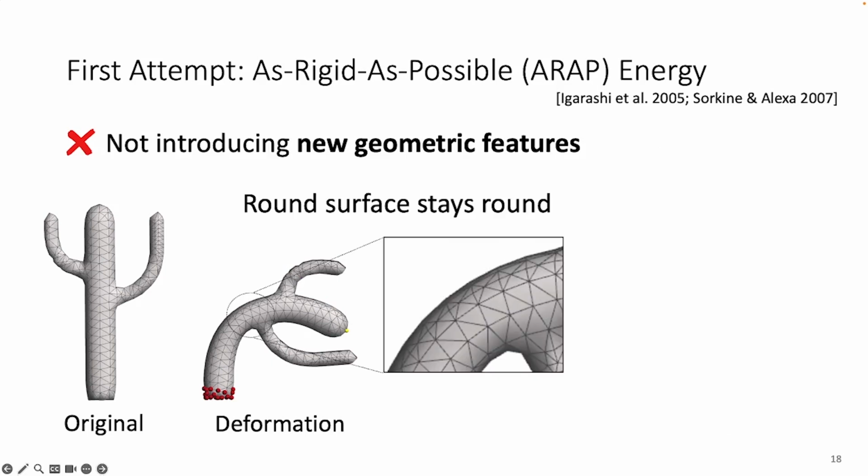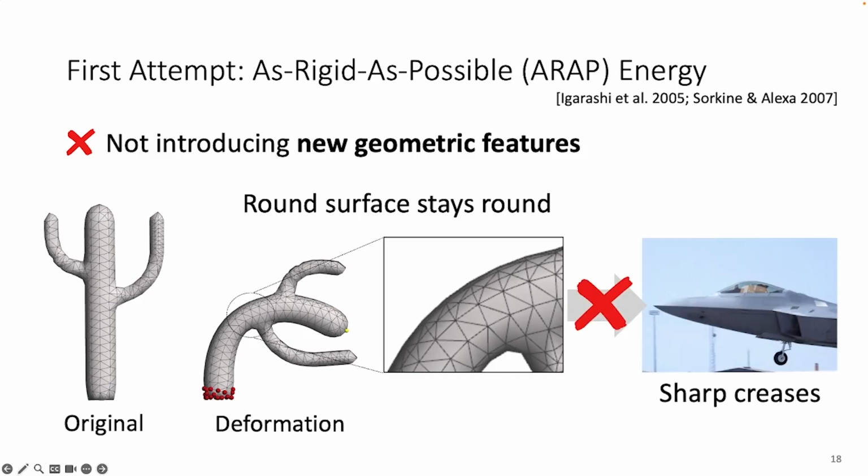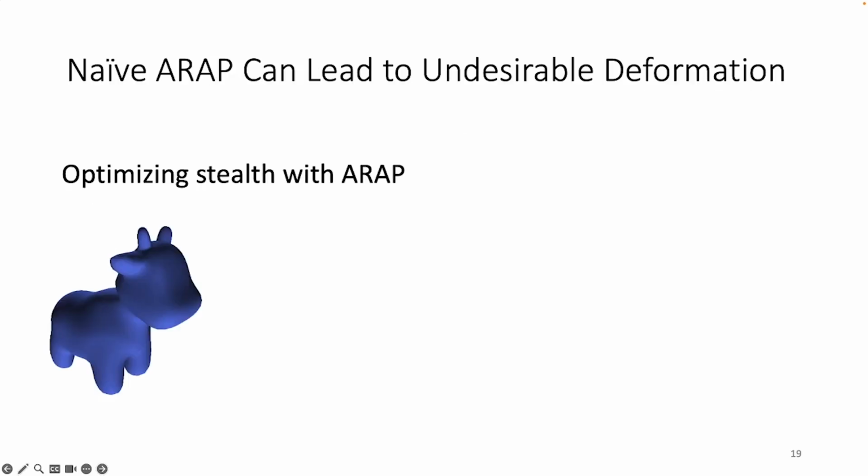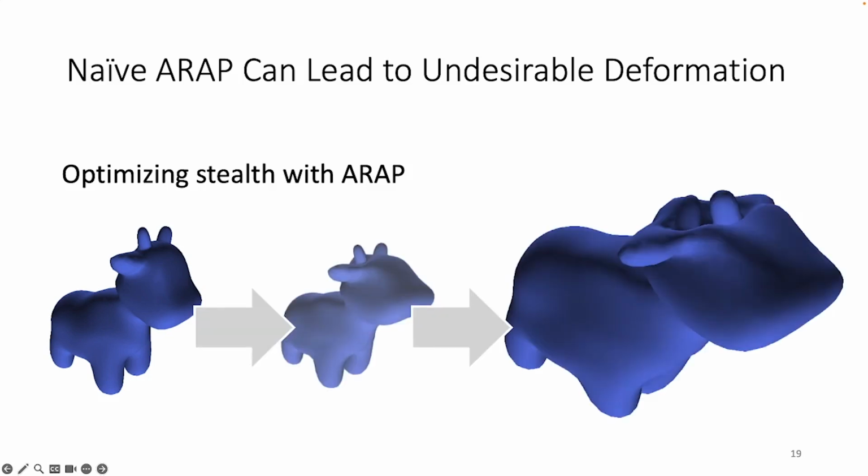For example, ARAP keeps a round surface round, which cancels new geometric features like sharp creases, crucial for stealth optimization for instance. We observed that a naive ARAP regularizer, when directly plugged into our optimization, can eventually result in large unnecessary deformation.